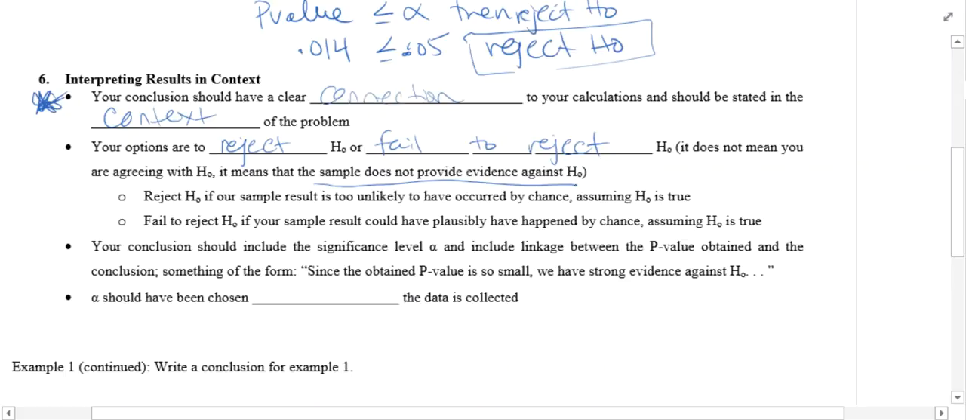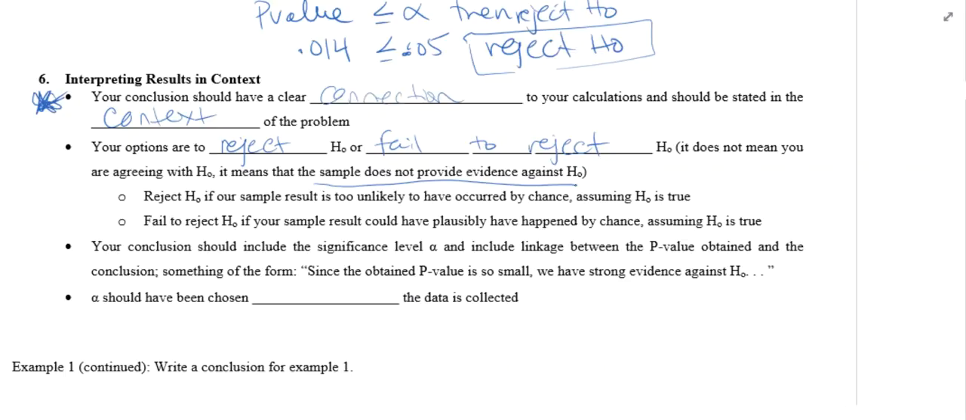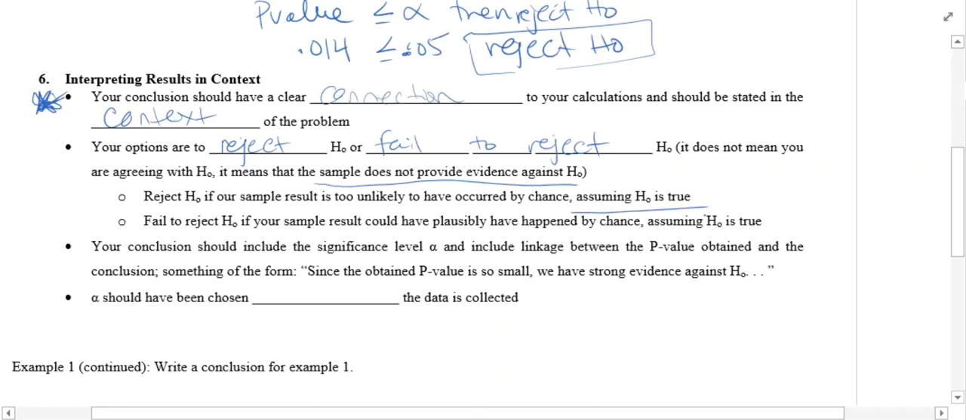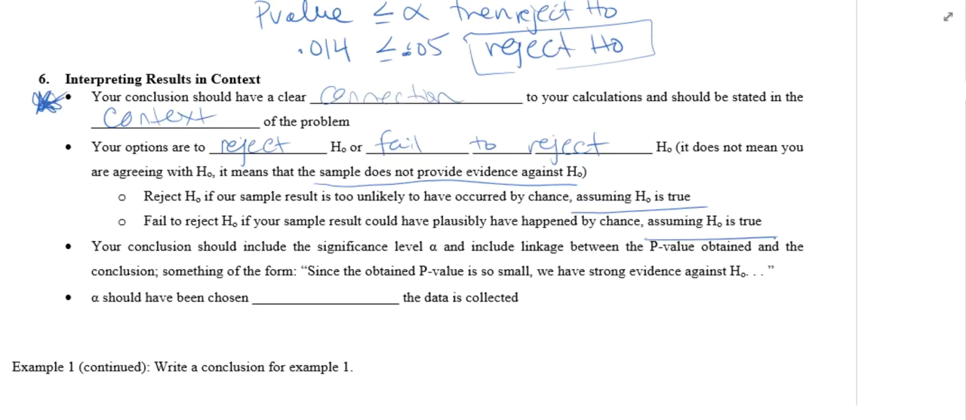Reject the null if our sample result is too unlikely to have occurred by chance, assuming that the null is true. And we're going to fail to reject if our sample result could have plausibly happened by chance, assuming that the null is true. Okay, so in both of these cases, we're assuming the null is true. We'll come back to this in the future, but I just want you to see those key things.